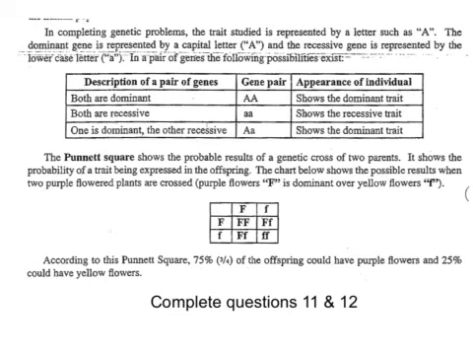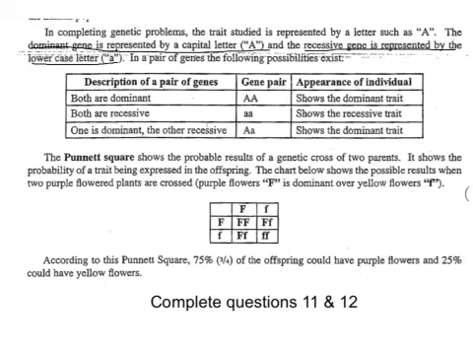In completing genetic problems, the trait studied is represented by a letter such as A. The dominant gene is represented by a capital letter, in this case the capital A. And the recessive gene is represented by the lowercase letter, in this case a lowercase a.